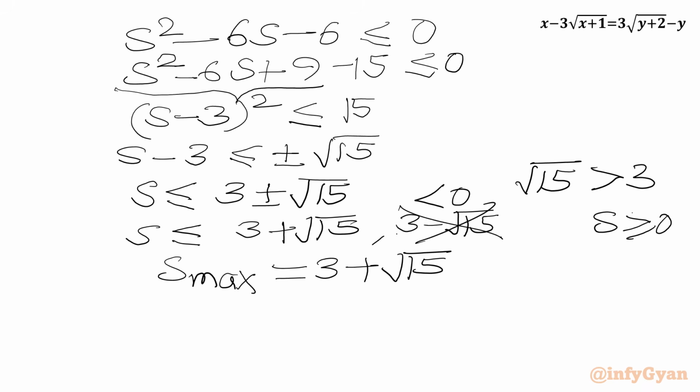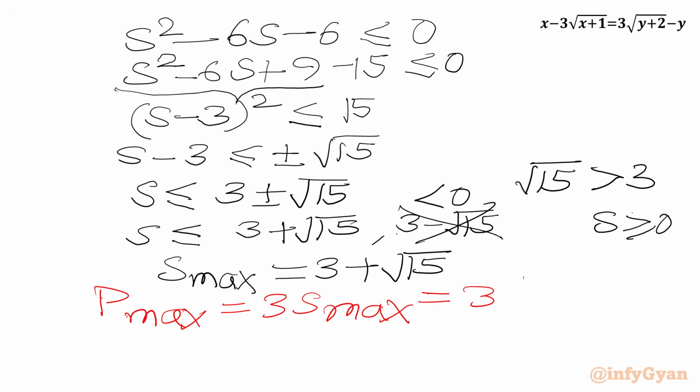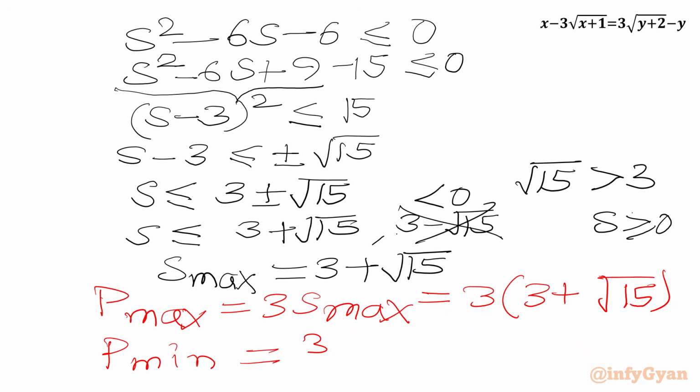Now we can find P max. P max would be equal to 3 times S max. So we will write 3 times 3 plus the square root of 15. So we have P max 3 times 3 plus the square root 15. And if we write P min right now, then we can write P min would be 3 over 2 in the bracket 3 plus the square root 21.